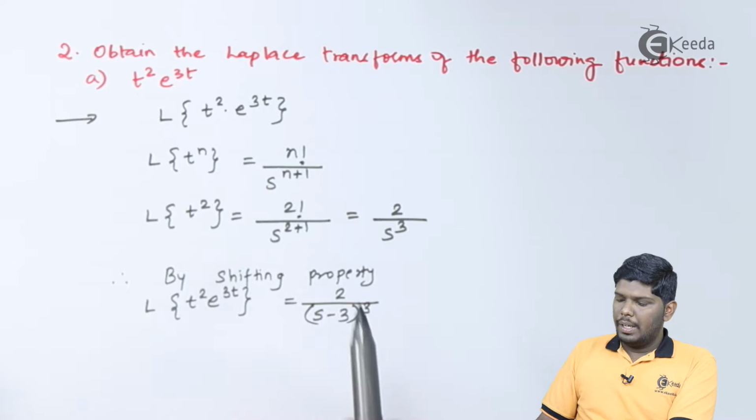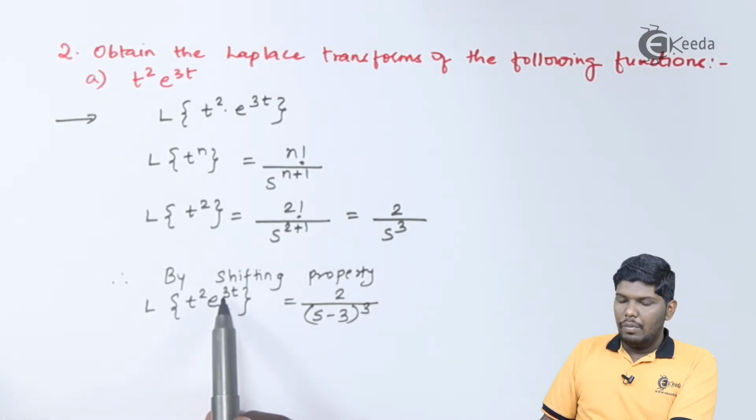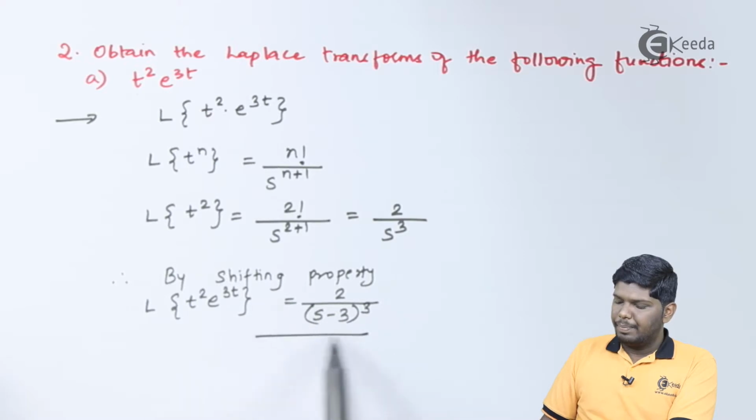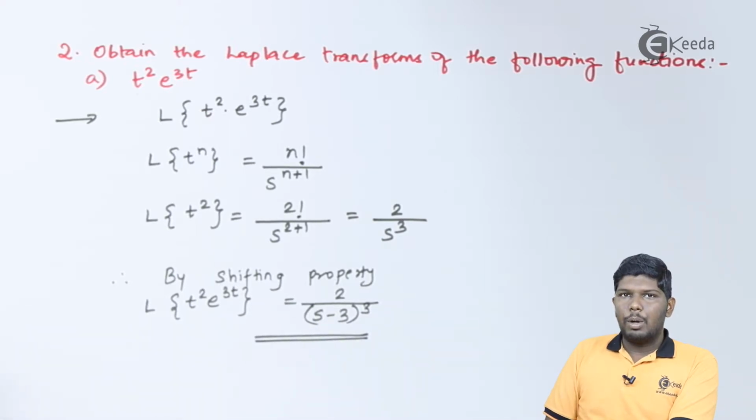So using the shifting property, we have replaced s with s minus 3, while the remaining part remains the same. Now let us see the second problem.